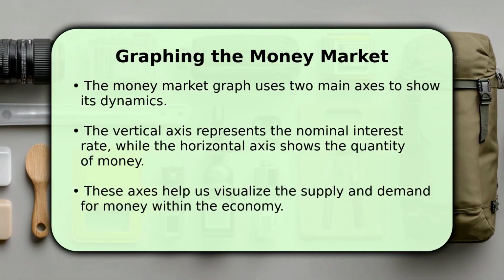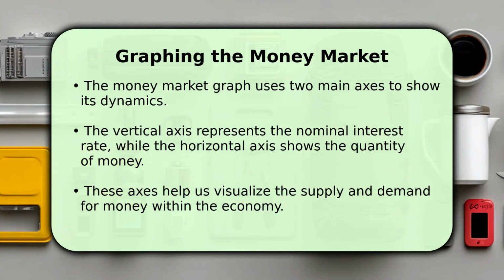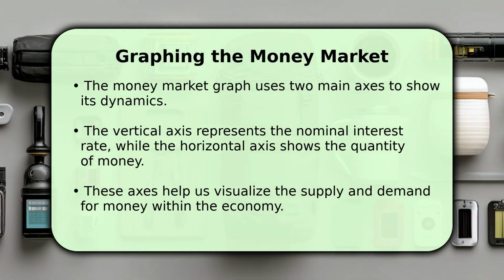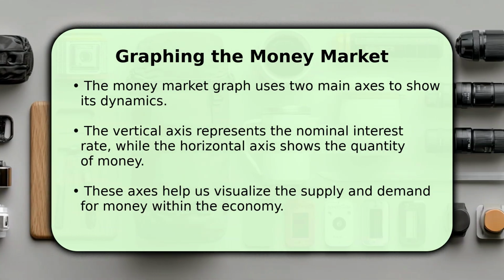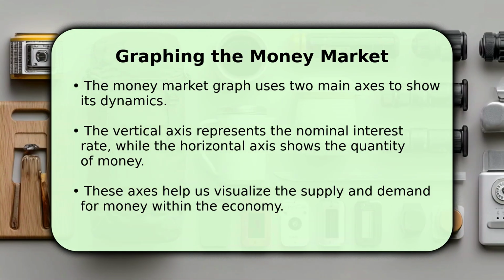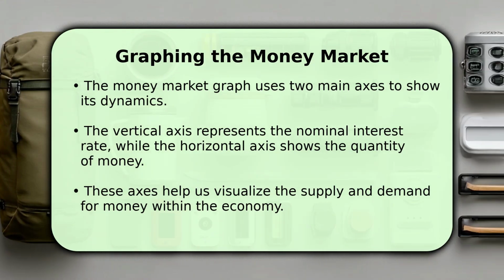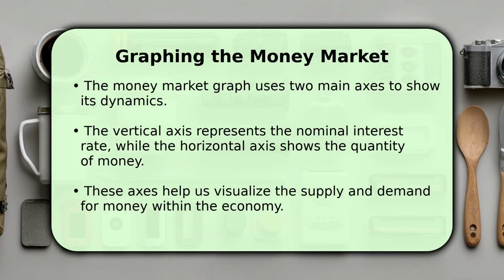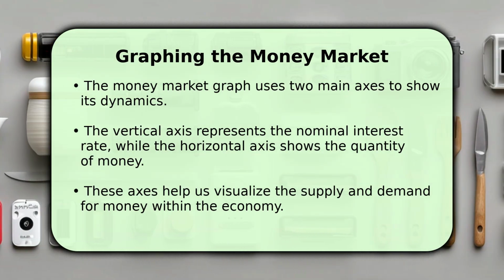To truly understand how this market works, we often use a simple graph. On the vertical axis, we measure the nominal interest rate, which is essentially the price of money. Then, on the horizontal axis, we have the quantity of money in the economy. This visual setup allows us to easily track the relationship between how much money is available and what it costs to borrow or use that money. It's a fundamental tool for economic analysis.